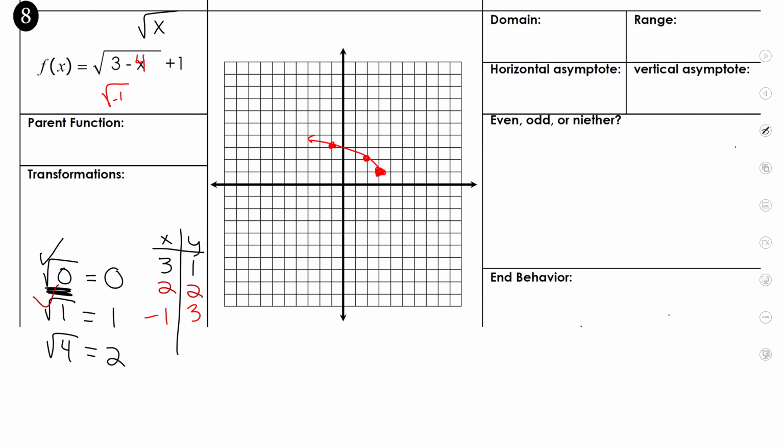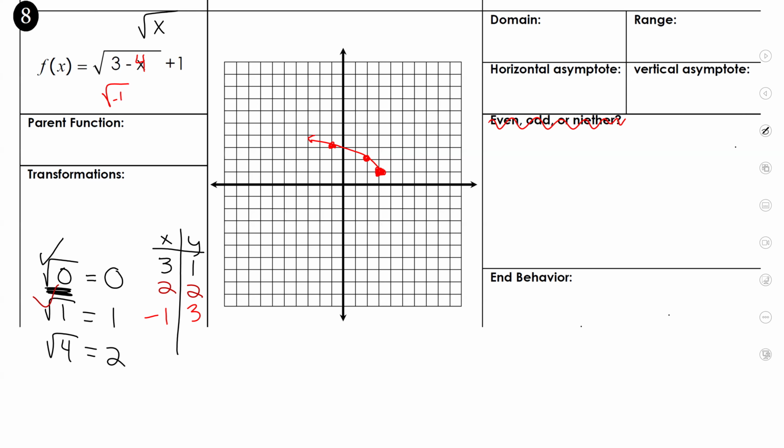Okay? All right, so now that y'all have the graph, you guys can answer these questions. Remember, we're not doing odd and even yet. Also, I want y'all to talk about end behavior. We talked about end behavior last class. Okay, let's talk about the transformations too.